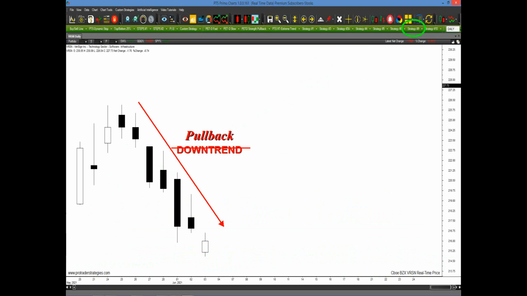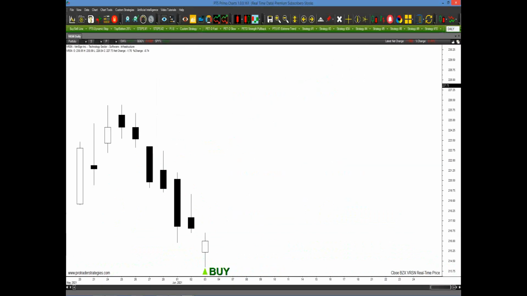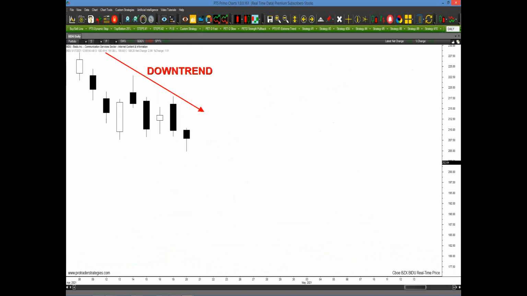Now, according to the course, we teach you what to look for, but to check your work once again, click on strategy number 9 in the green strategy tab level right here at the top of our platform. Click on signal arrows to check your work. And right at the very bottom, where most traders will be looking to sell, a buy signal has been generated. And you're in sync with the overall trend. And the stock went up 14 points in the next 2 to 3 weeks, coming into this last week in June.